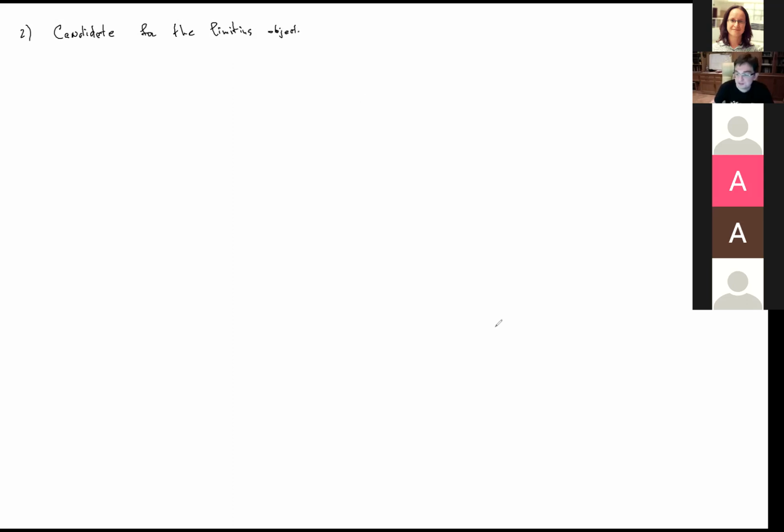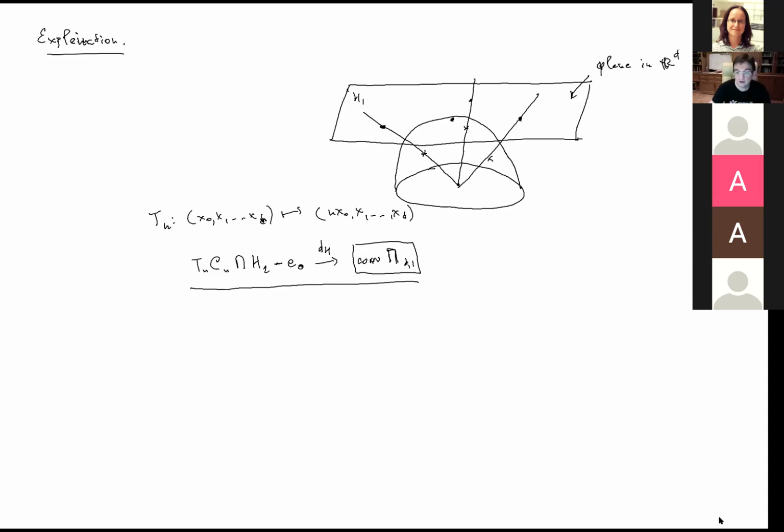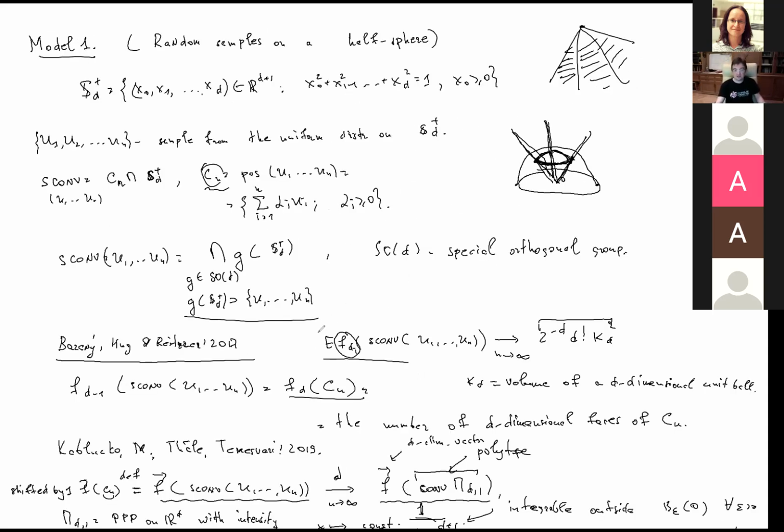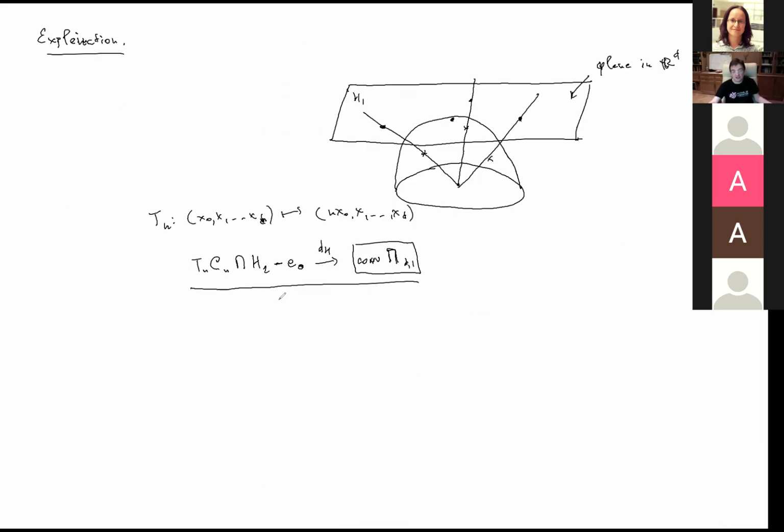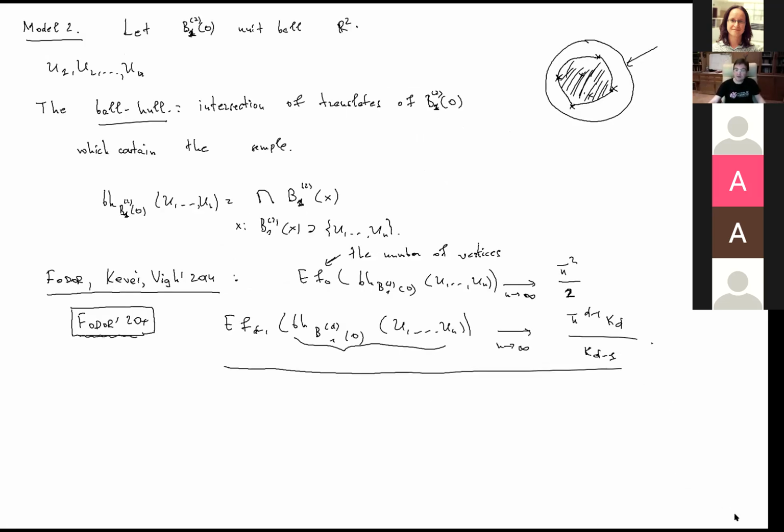What do I mean by this? In this result, we had convergence of expectations, and we were lucky to find a limiting object, a limiting random object, such that this expectation is an expectation of an appropriate function of this object. And there is a convergence of the objects themselves, explained by this relation. So we have convergence of normalized spherical polytopes. The same phenomenon occurs here also.